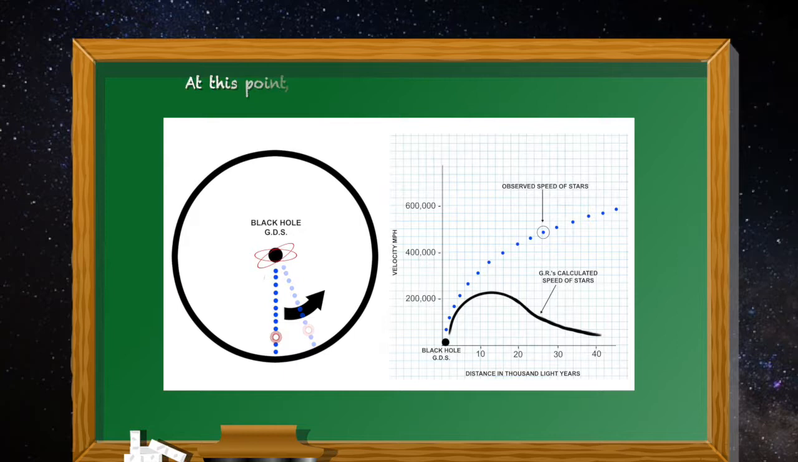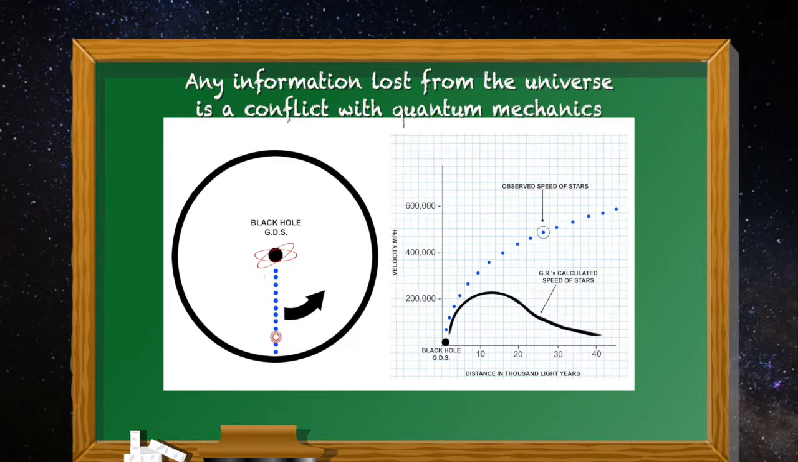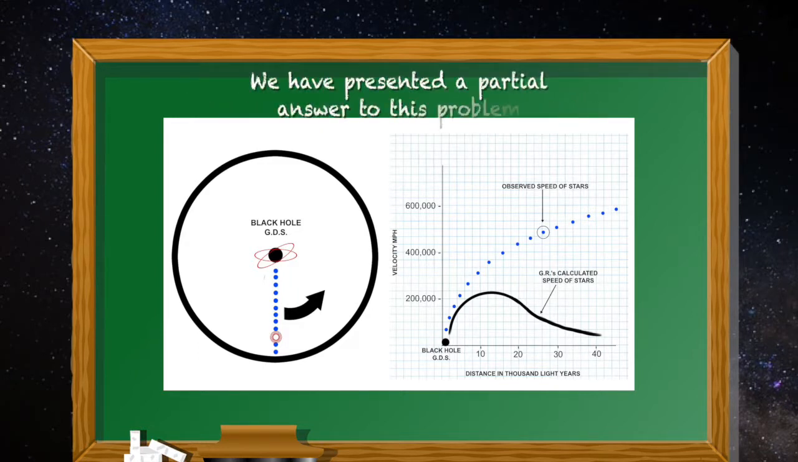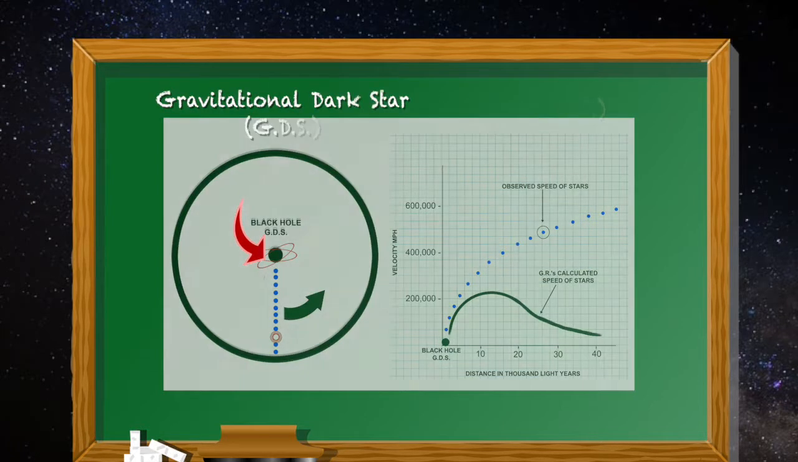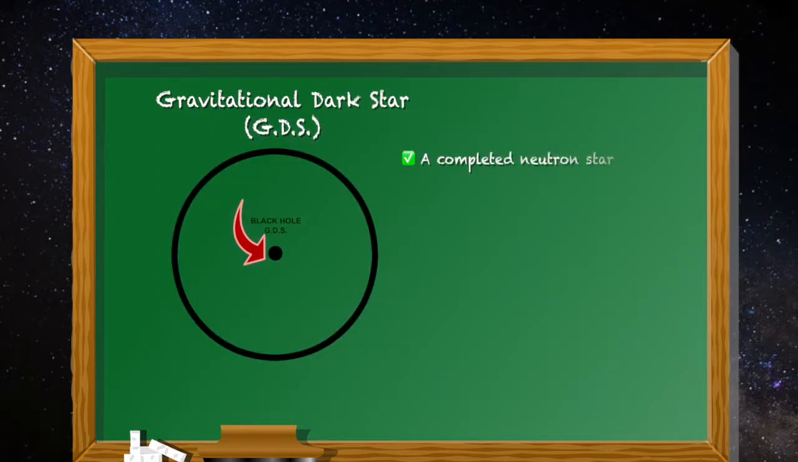At this point, we have solved every problem but one, and that is problem number 5. Any information lost from the universe is a conflict with quantum mechanics. We have presented a partial answer to this problem by replacing the black hole with a gravitational dark star. The gravitational dark star is, in fact, a completed neutron star.